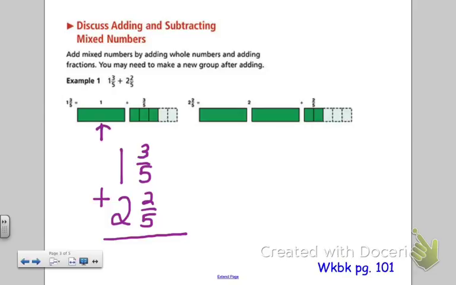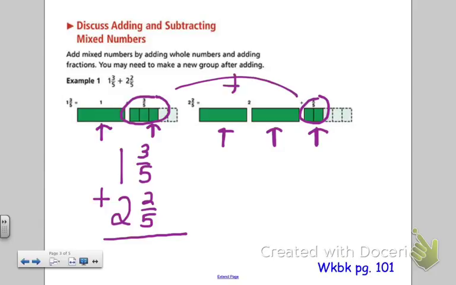Here is my 1 and 3/5. I have one whole and then 3/5 of another whole, but not quite there yet. And here's my 2 and 2/5. I have 2 wholes here, and then here's my other 2/5 over here. So imagine putting this together. If I were to put this together, I'm going to start with the fraction first. I've got 3/5 here, I've got 2/5 there. If I combine 3/5 plus 2/5, I'm going to have 5/5, which is actually one whole.